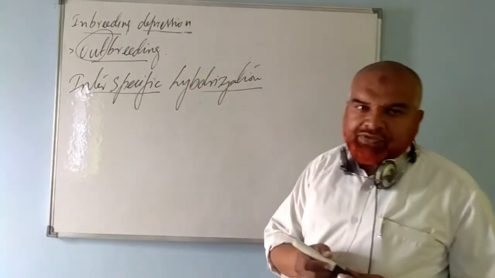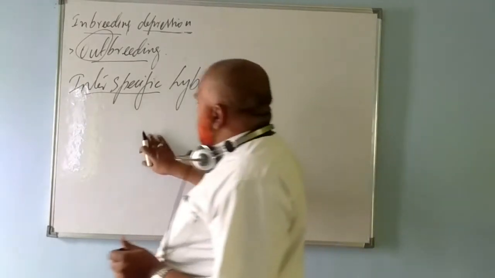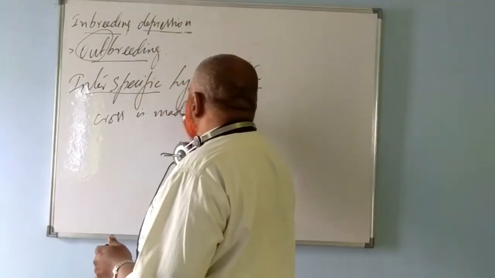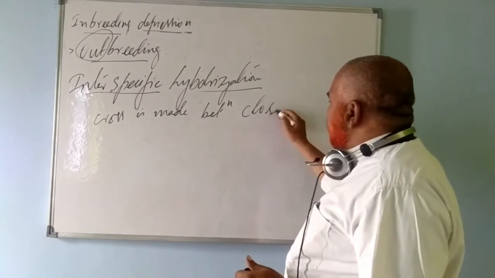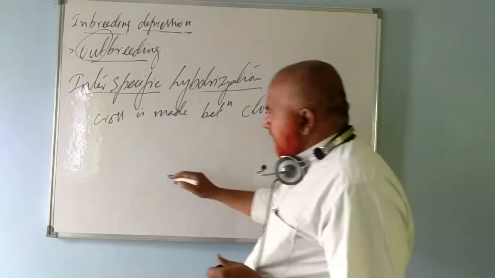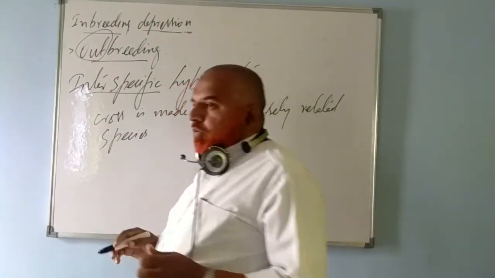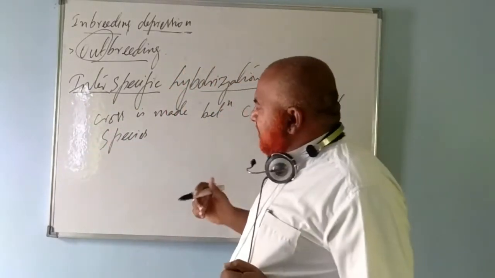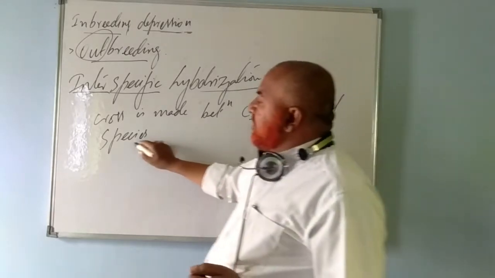Interspecific hybridization. What do you mean by interspecific hybridization? Where the cross is made between closely related species. That's why it is known as "in between": the cross made in between the closely related species.